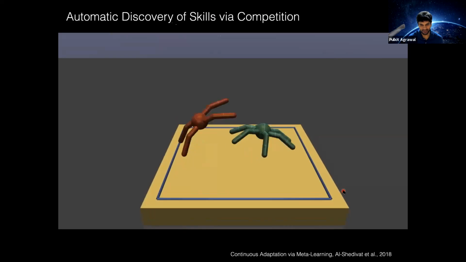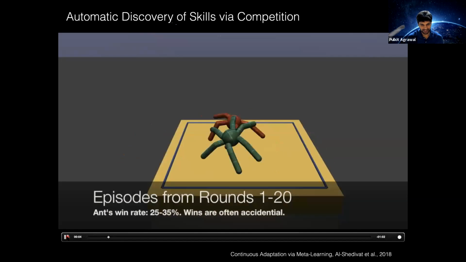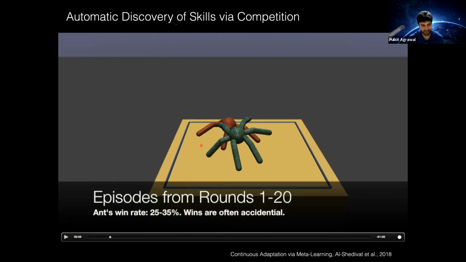So, one example of this work is having this ant and the spider fight with each other. So it's a zero-sum game. If you go beyond this parameter, the agent which goes beyond gets a negative reward. The other agent gets a positive reward, and it wins the game.